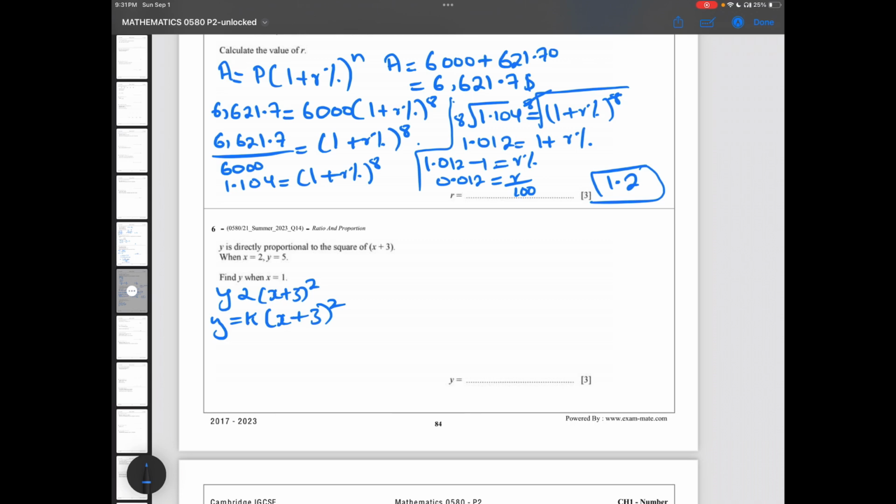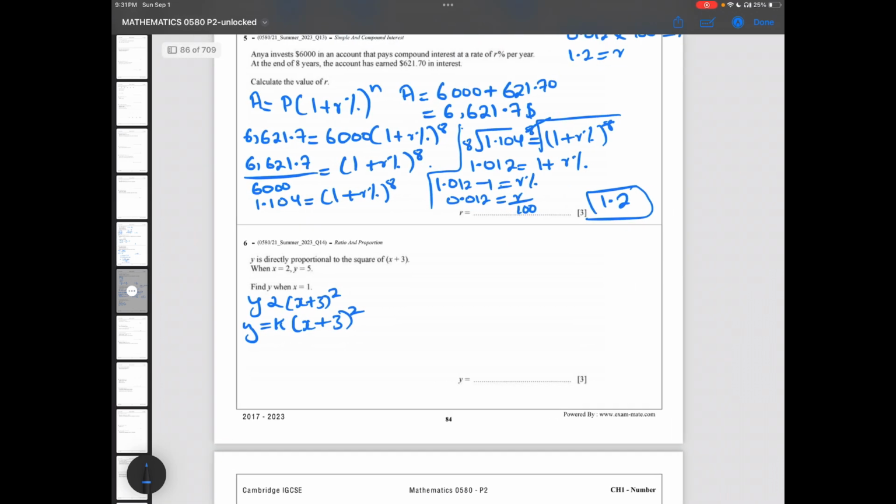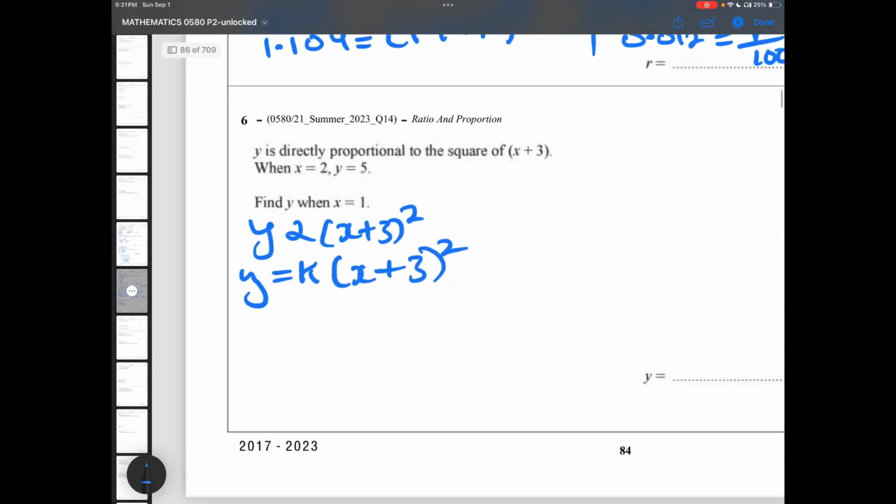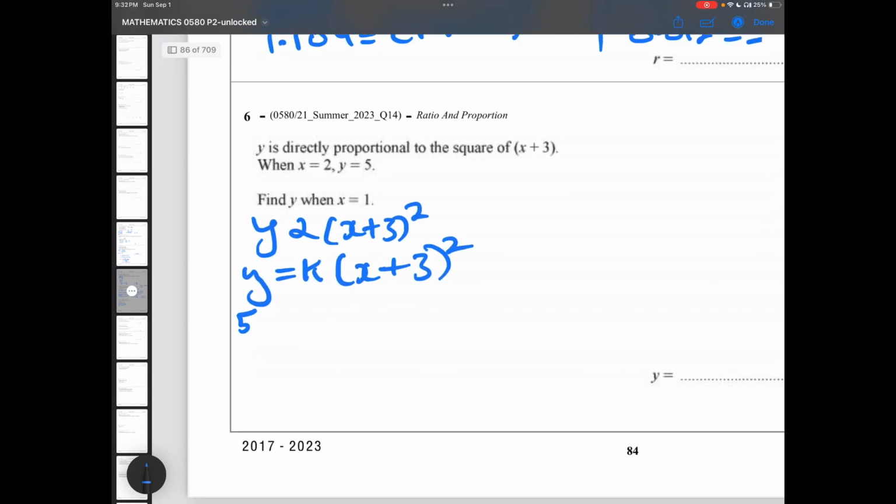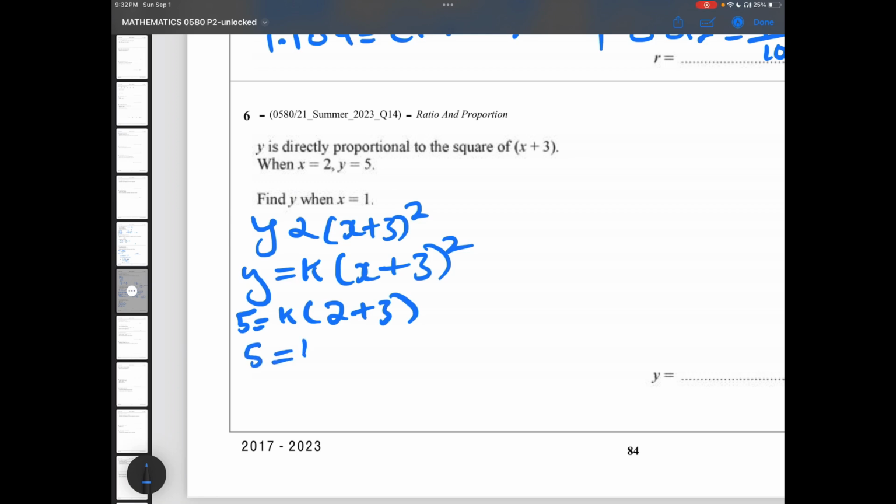So let's put these values of x and y so we can get the value of k. So y is 5 and x is 2. Now 5 is equal to k, 2 plus 3 is 5. Now 5 is being multiplied on the right. When I move it to the left, it gets divided.